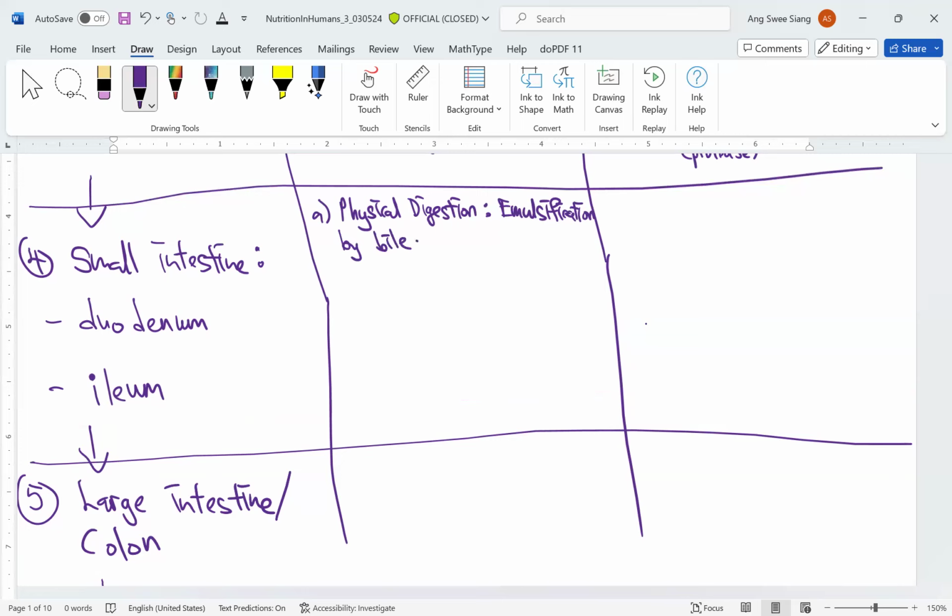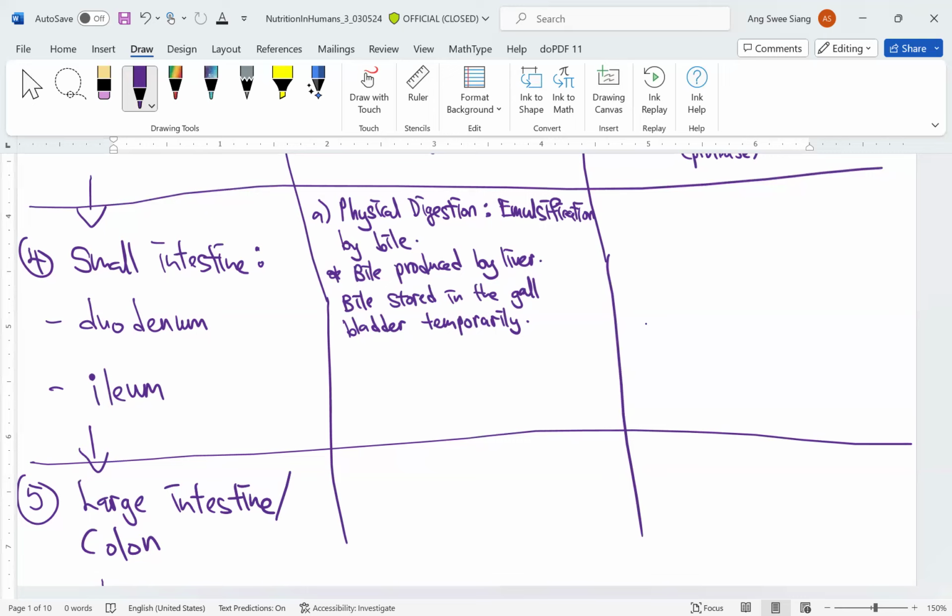Now, bile is produced by the liver and it will be secreted into the duodenum. A few important details you need to remember: bile is produced by the liver. Bile will be stored in the gallbladder temporarily. Then bile will be released into the duodenum.